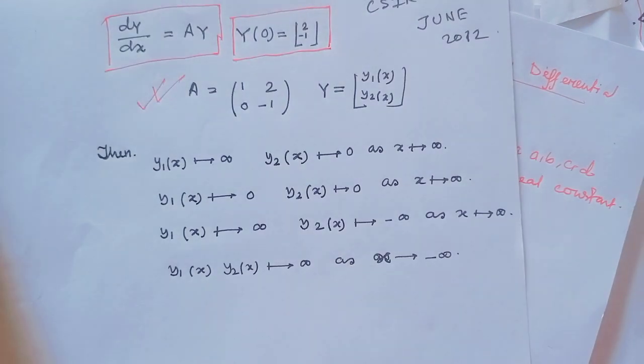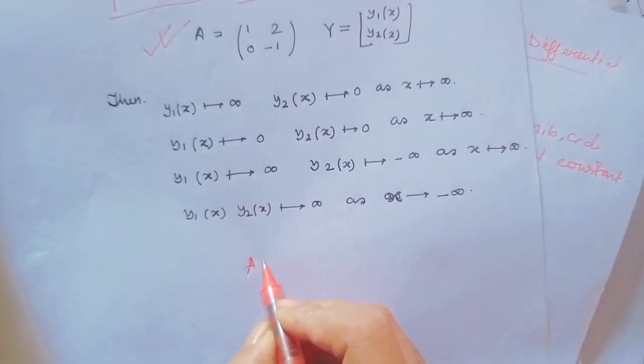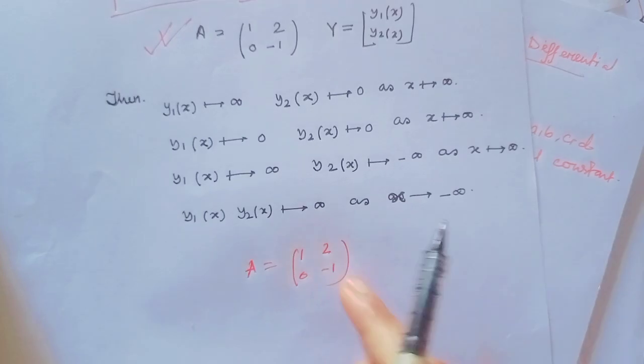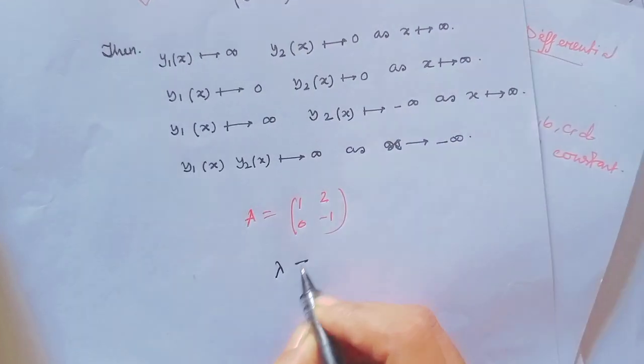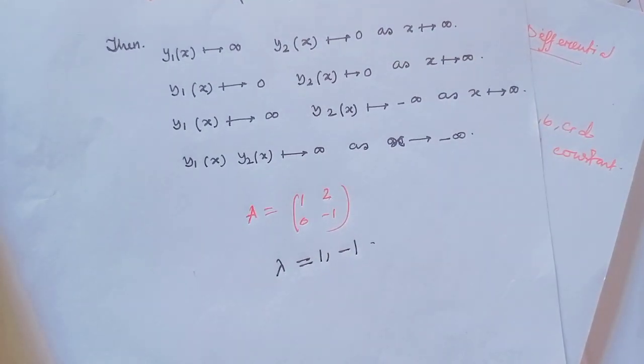Here, at first, we have to find the eigenvalues. This is the first step. Here A equal to the matrix 1, 2, 0, minus 1. Since this is an upper triangular matrix, the eigenvalues are lambda equal to 1 and minus 1. Since these are the eigenvalues, as the second step, we have to find the eigenvectors.